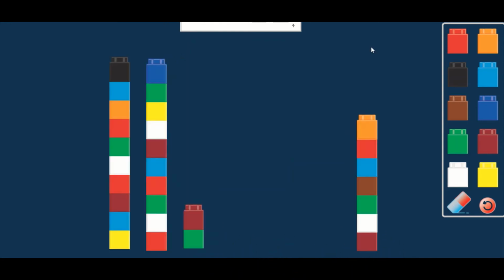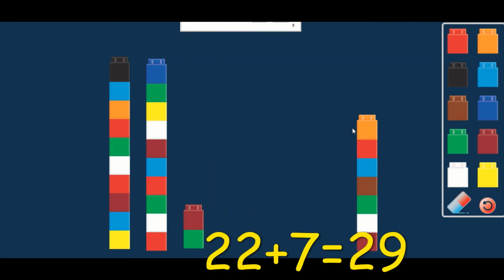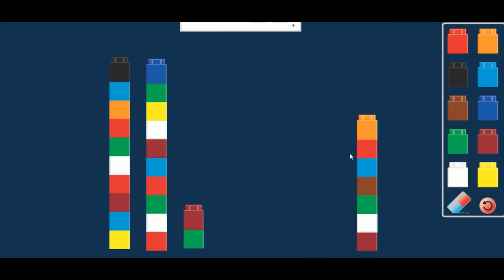Let's look at our last example. In this particular case, we have 22 plus 7. Again, we are going to group our Unifix cubes by 10. So your child can now count by 10. That's 10, 20, 21, 22. 22 plus 7. So we're going to add by counting on. We're going to start with 22 and then count on until we get to the total. So we have 22, 23, 24, 25, 26, 27, 28, 29. So therefore we know that 22 plus 7 equals 29.